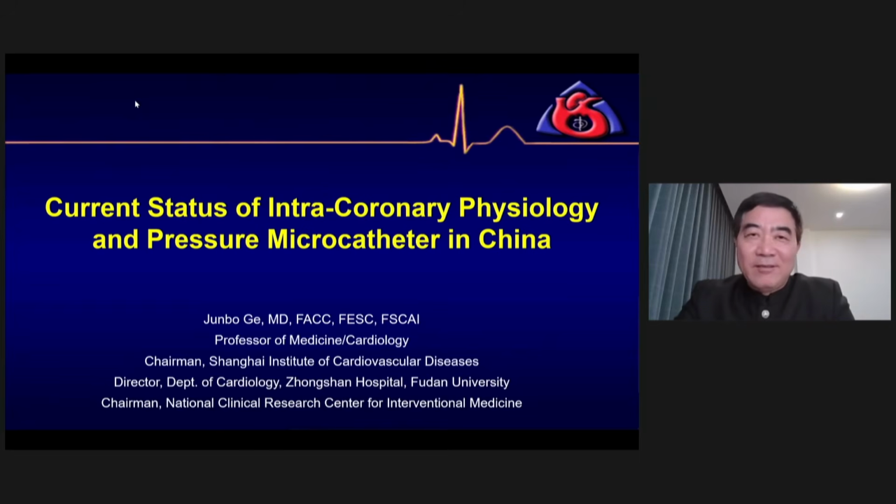Okay, thank you very much. Actually, this case very nicely demonstrated the beauty of this pressure microcatheter. As you mentioned, if previously we used the wire, it was very challenging. It is not in this case. In some cases, when the lesion is too tortuous, with calcification also, it is very challenging to recross and to pull back. Now, this shows the beauty of the pressure microcatheter with the monorail.